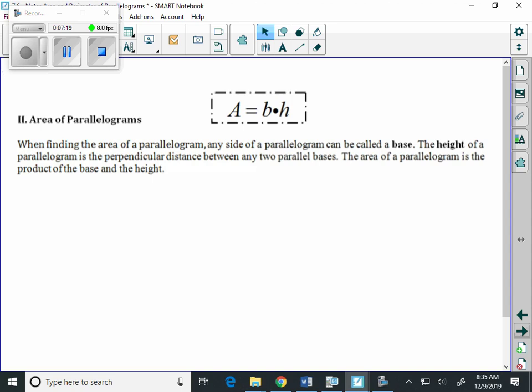When finding the area of a parallelogram, any side of the parallelogram can be a base. The height of the parallelogram is the perpendicular distance between any two parallel bases. And then the area of the parallelogram, again, is base times height.